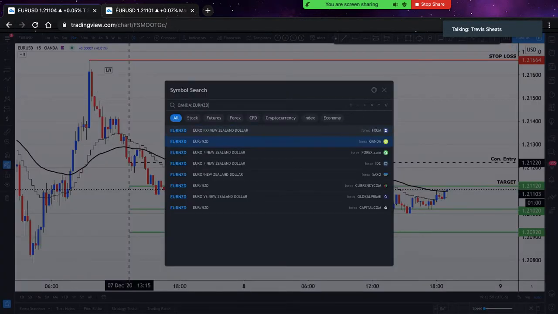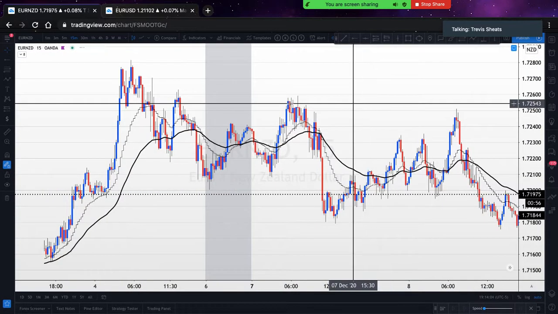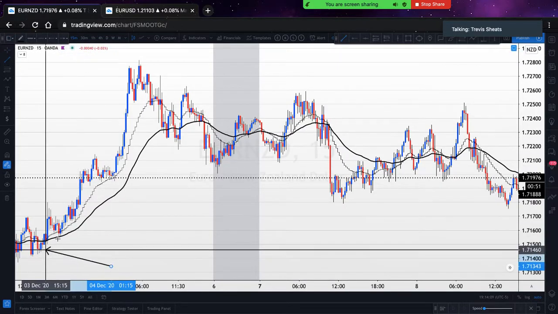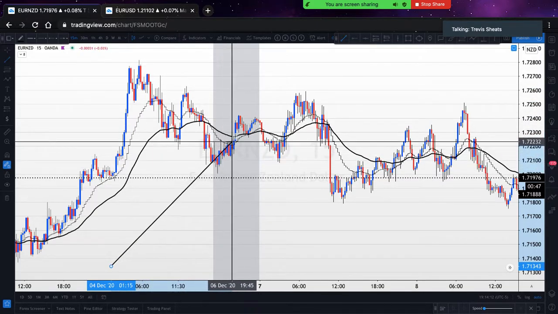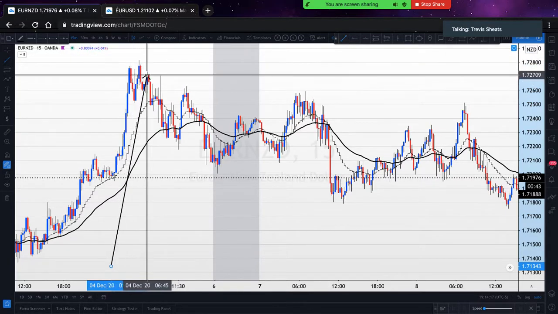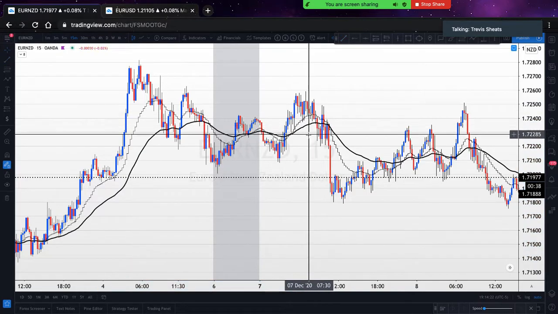Our next example I want to go over is Euro NZD. So same thing. If we have a rally to the upside, we have this nice rally to the upside, and once price retraces and tries to continue back this bullish momentum, if it fails to close above the previous high and it gives you a lower high, this is setting you up for a reversal.